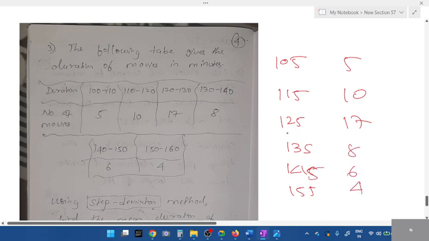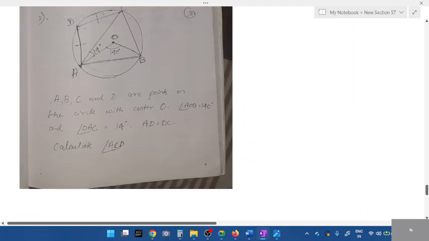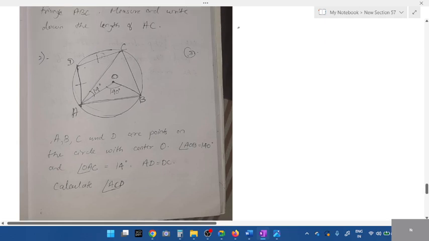Assume step deviation. Even for step deviation, you have to assume a value. Take 125 as A. All of you tried this question, completed? In test, try this. Okay, this one was easy, students. You can go through step deviation and deviation questions, direct, assume mean method, such things.